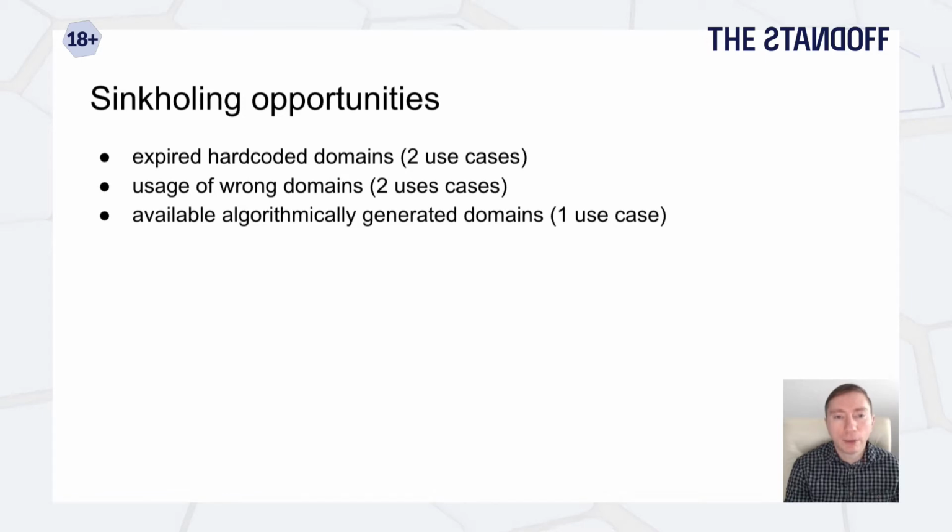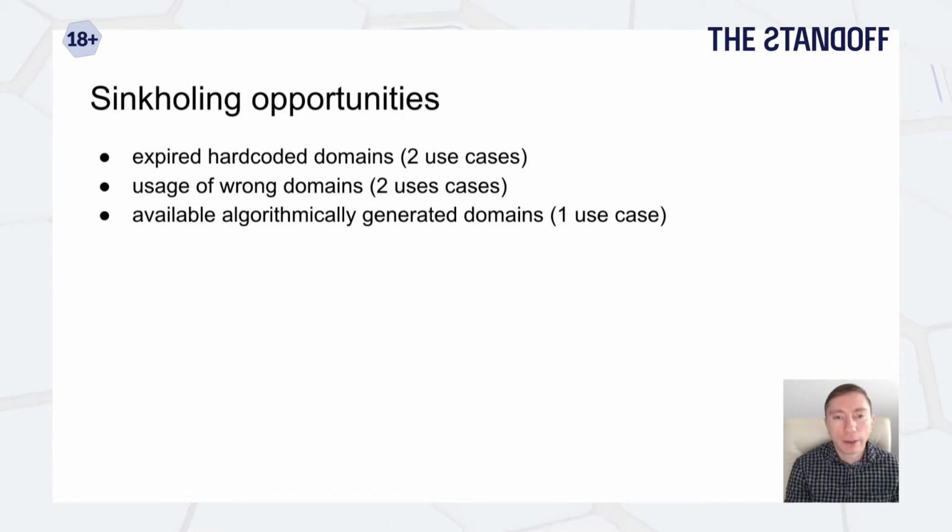The second category is about the usage of wrong domains, intentionally or unintentionally. For example, an unintentional case is when someone makes a typo and distributes that domain with a typo in an SDK, or maybe the SDK owner makes a typo when he adds a particular domain.